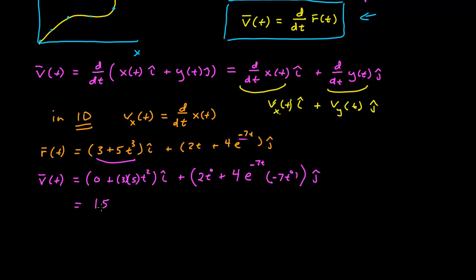So this is 15t squared i hat plus 2 minus 28 e to the minus 7t j hat. So assuming you're up on your calculus, this is all straightforward. You'll see I've completed some of the steps of the derivatives. We've done the standard rules for differentiating polynomials, as well as an exponential and a little bit of the chain rule used here to differentiate e to the minus 7t.